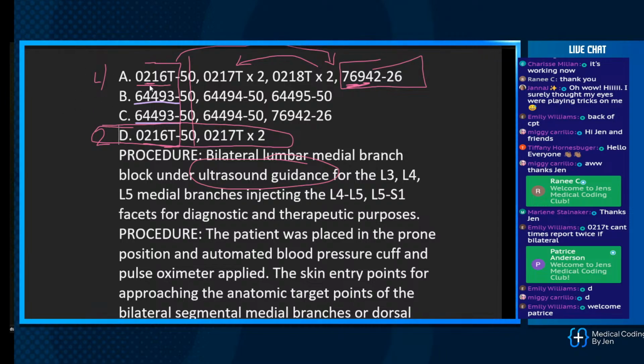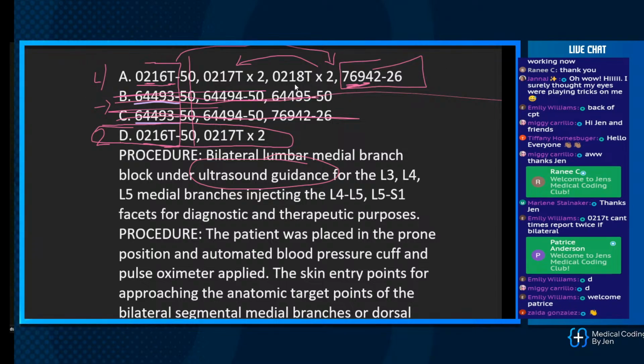So a difference between category 2 codes or regular CPTs, you know it's going to be guidance, fluoroscope versus ultrasound. Check your question to see if it's ultrasound. If it is, you can get rid of the regular ones. We're going to get rid of those. And then look for coding irregularities.